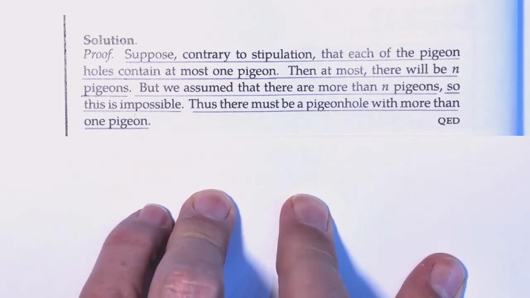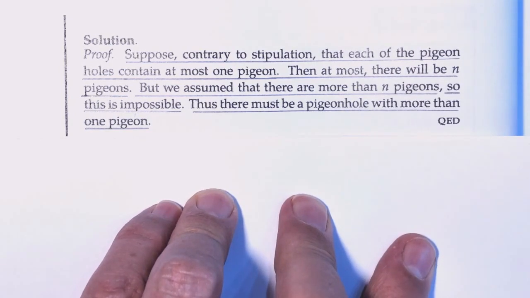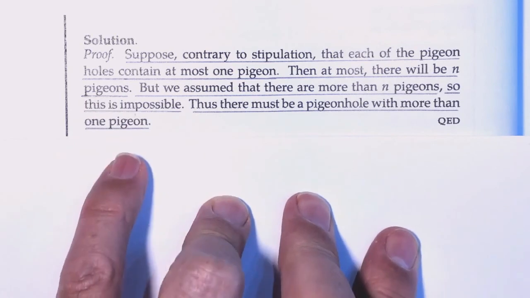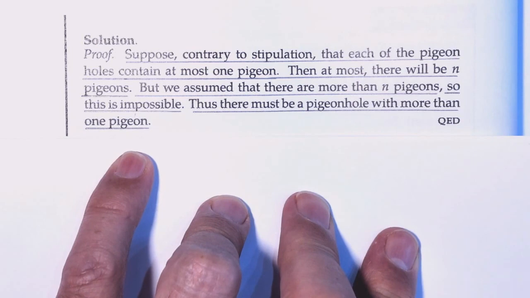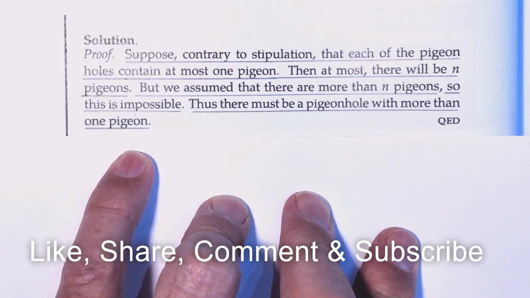Here's your proof. It says, suppose, contrary to the stipulation, that each of the pigeonholes contains at most 1 pigeon, then there must be at most n pigeons. But we assumed that there are more than n pigeons. So this is impossible. There's a contradiction here. Thus, there must be a pigeonhole with more than 1 pigeon in it. There must be at least 1 pigeonhole that has more than 1 pigeon in it. And that's the pigeonhole principle.